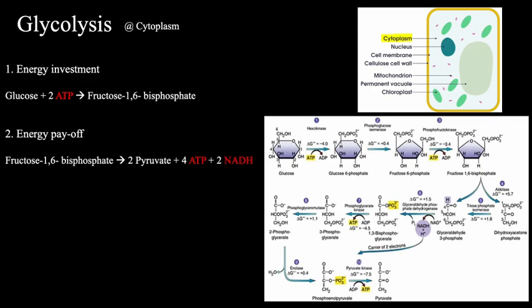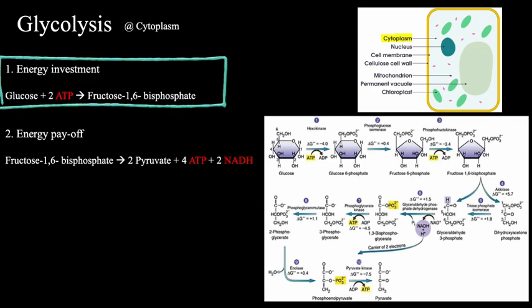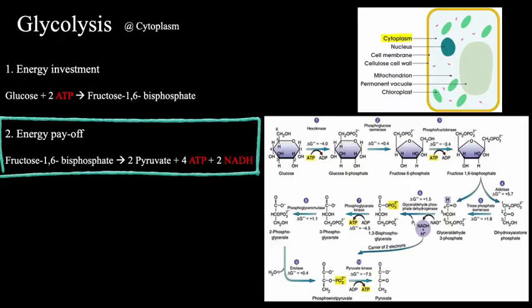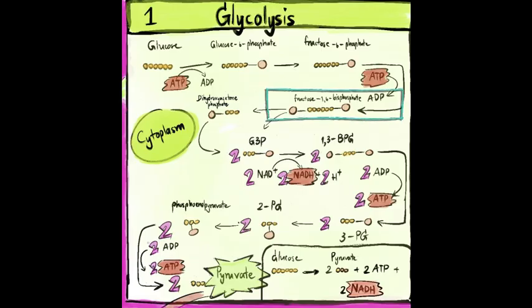It has 2 substeps: energy investment and payoff. To complete energy investment, the cells will add 2 ATPs to glucose to create fructose 1,6-bisphosphate. Subsequently, at the beginning of the energy payoff step, fructose 1,6-bisphosphate with its 6 carbons will be broken down into 2 3-carbon compounds, glyceraldehyde 3-phosphate, or G3P, and dihydroxyacetone phosphate. However, dihydroxyacetone phosphate is unstable, therefore it will be changed to G3P.